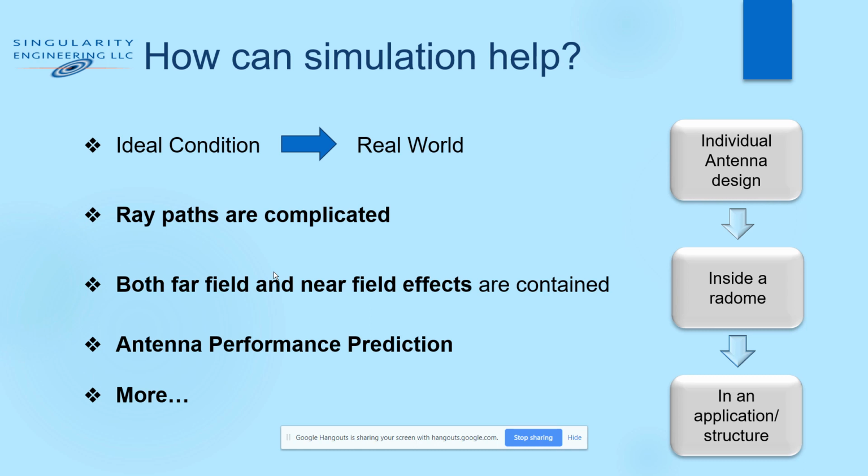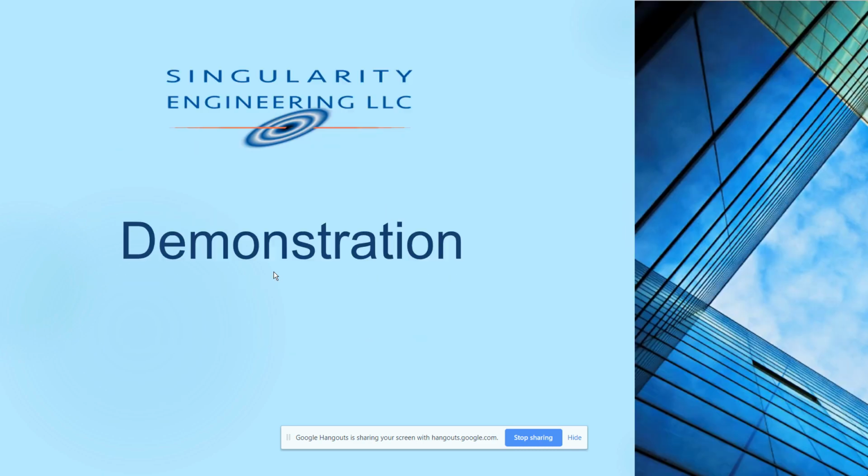Last but not least, antenna performance prediction is what we are usually most interested in. When we do an individual antenna design, we have the performance of this design, and what happens if we put it inside a radome, and how does the radome affect the performance? And what happens if we put this antenna in your radome and then inside the application structure? This might impact the entire design. So next we'll go to a demonstration.